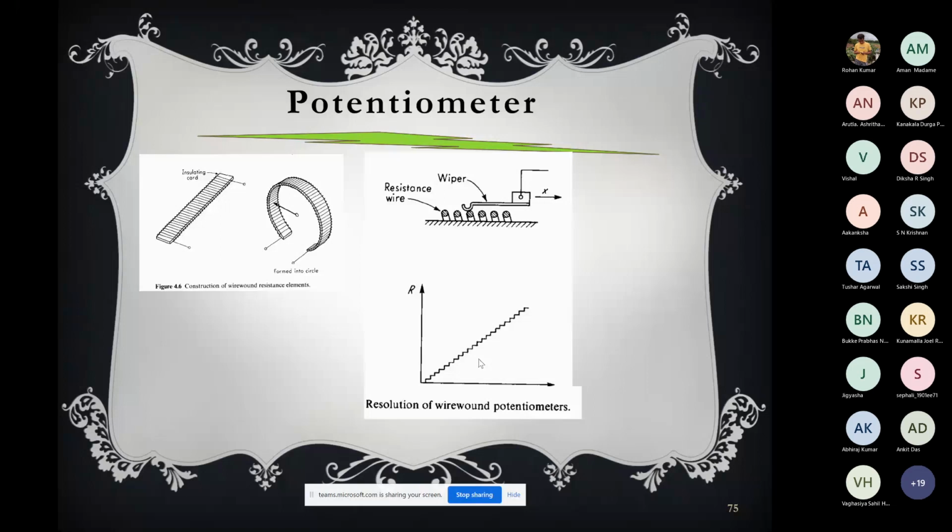But if you wind the wire, then a lot of wire you can compress and wind so that the resistance will be more. If you have a single wire, the resistance will be very, very less. So the total resistance will be very less.